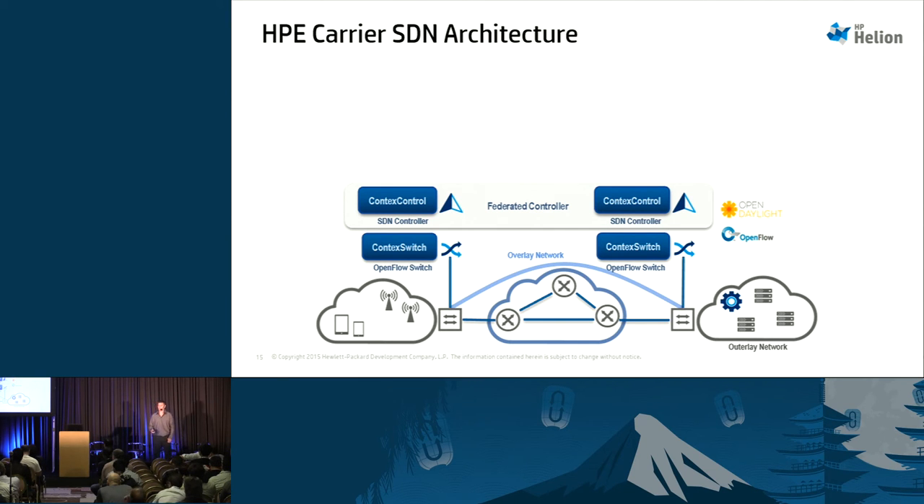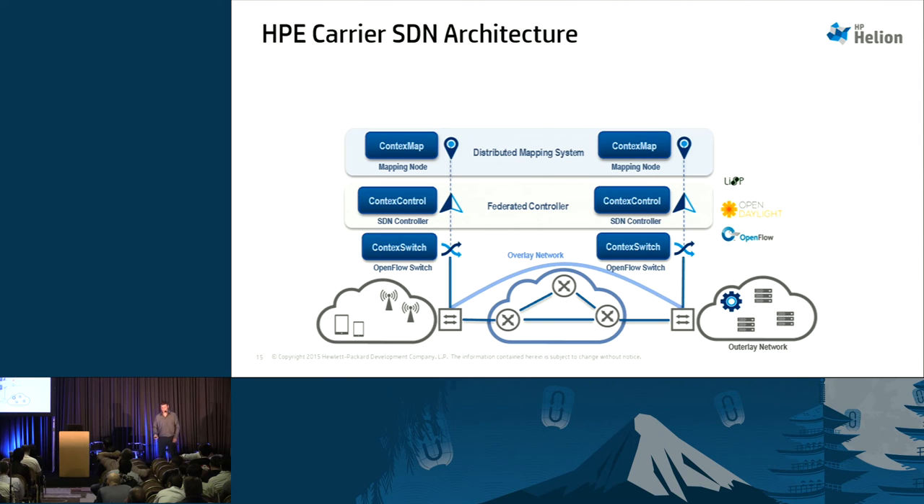This controller configures each one of the switches using OpenFlow. This is what we have right now, but basically as long as there is an API from the switch, we can configure it in any way that we want. Now, we talked about the controllers being federated, but there is no direct connection between each controller and another. We are using a mapping service, which uses a distributed database to propagate information from one controller to the other.